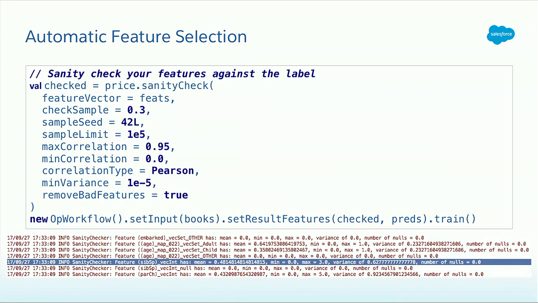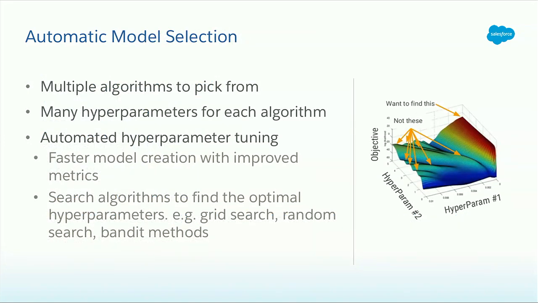Price.sanitycheck, and then you can say, OK, remove bad features, and choose what kind of correlation type you want to compute, and so forth. Next step is the model selection, where we try to optimize over all the possible models there are: random forest, logistic regression, gradient boosted trees. We compete them, each one against another, and then we pick the best parameters.